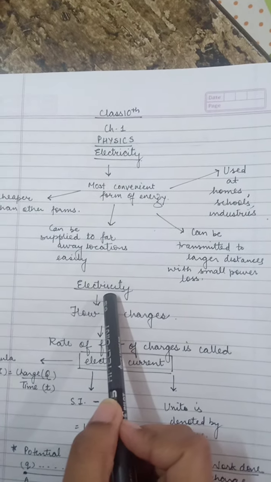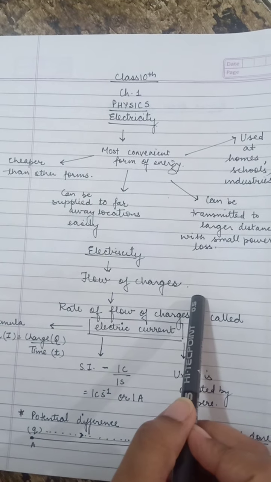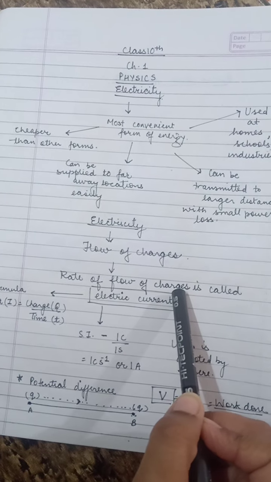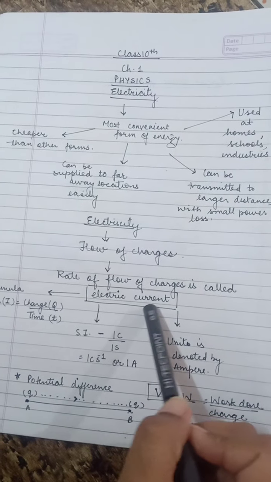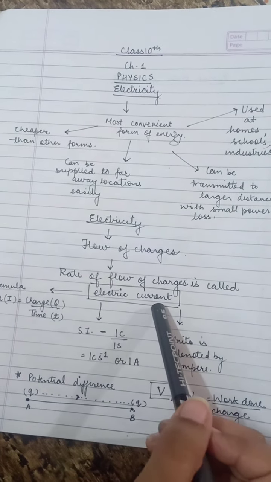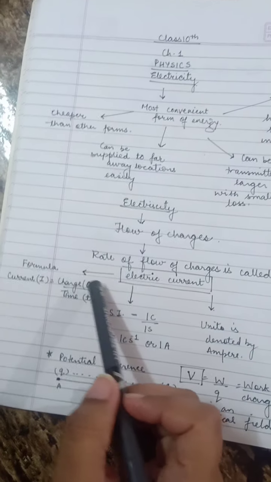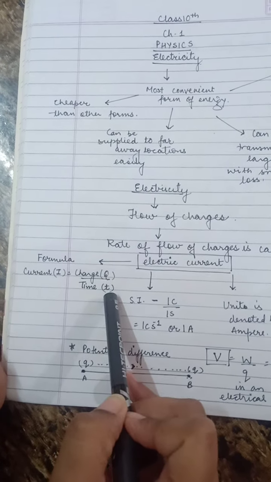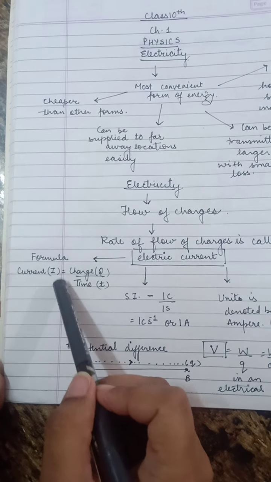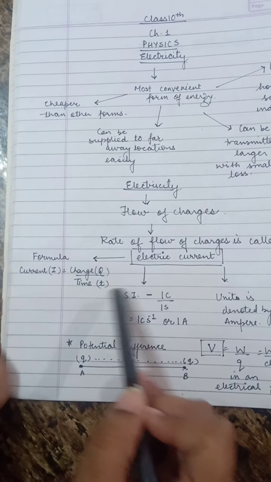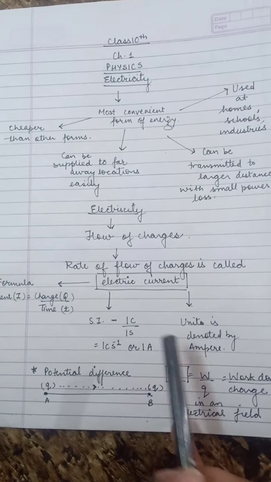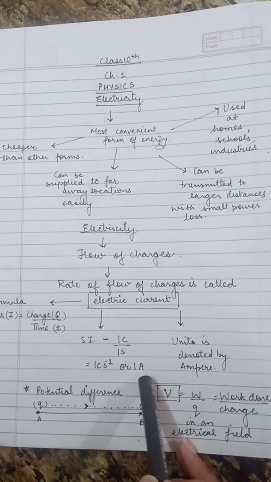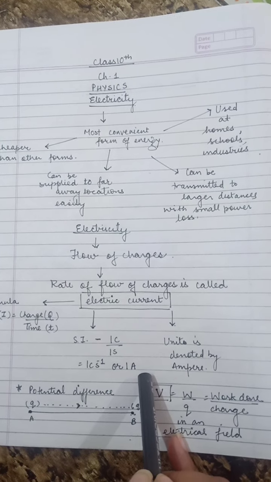Now what is electricity? It is simply the flow of charges. Now the rate of flow of charge, that means charge flowing per unit time, is known as electric current. Electric current, we can also write it as Q upon T. Q means charge and T means time. So the formula for current is Q upon T, 1 coulomb per second. And 1 coulomb per second can also be written as 1 ampere. It is denoted by capital A.